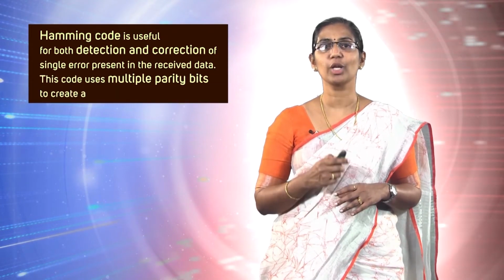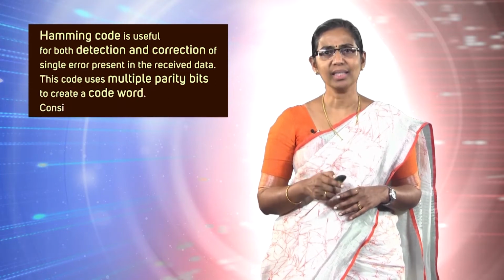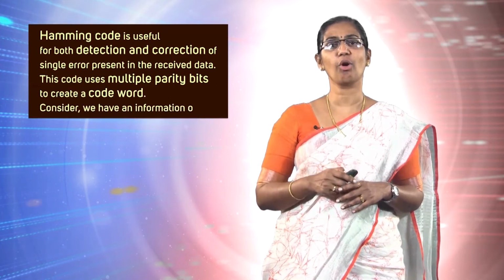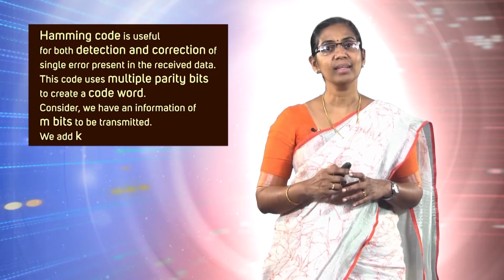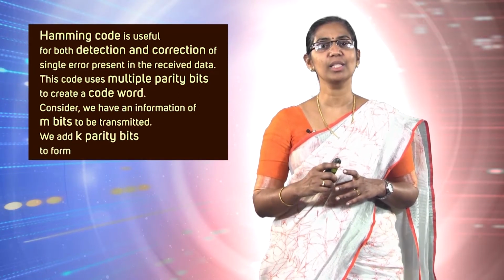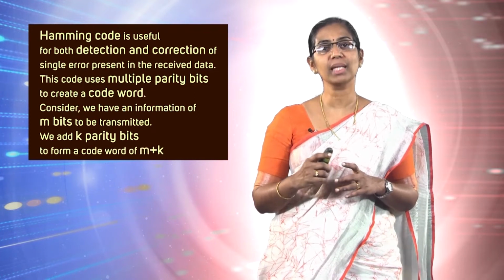Hamming code is useful for both detection and correction of a single error present in the received data. This code uses multiple parity bits to create a code word. Consider we have information of m bits to be transmitted. We add k parity bits to form a code word of m plus k bits.